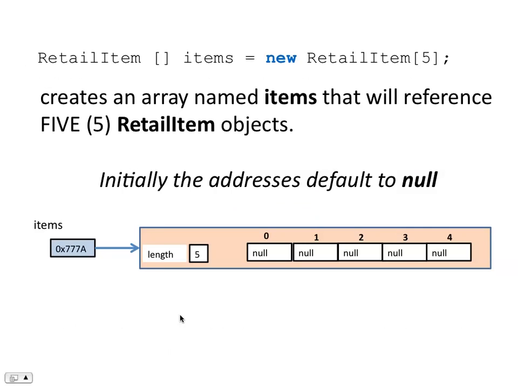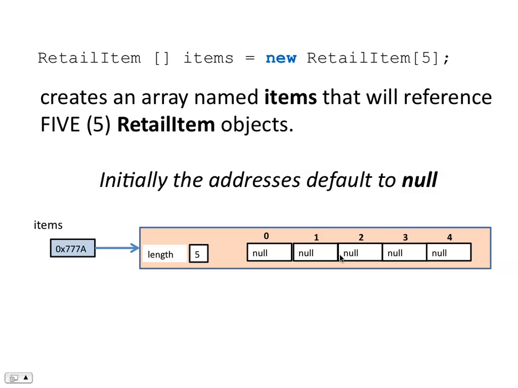The statement RetailItem[] items = new RetailItem[5]; creates an array named items that will reference 5 RetailItem objects. In this example, items contains the address that points to an array of 5 objects.